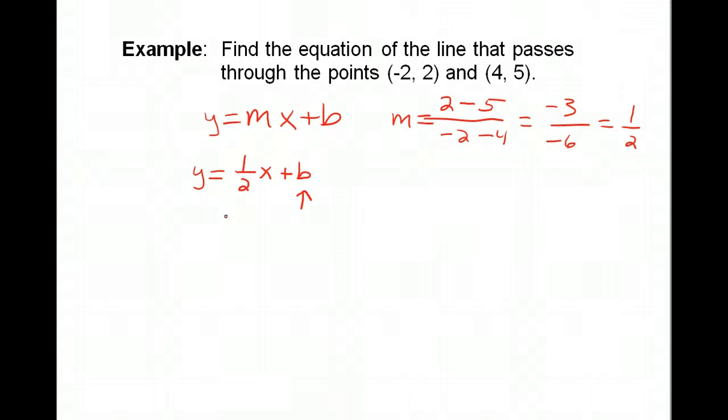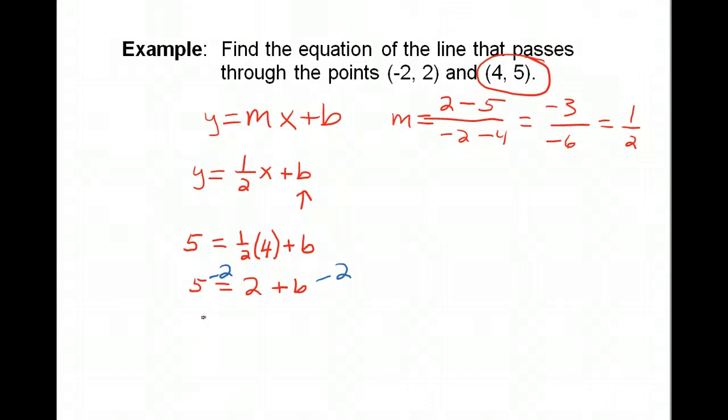Now here's the nice thing about this: it doesn't matter which point you put in. I think I will just put this point in, which means 5 goes in for y. I have 1/2 times my x, which is 4, and I'm going to solve that. So 5 equals 1/2 times 4, which is 2, plus b. Alright, to solve this, I subtract 2 on both sides, and I end up with b equals 3.